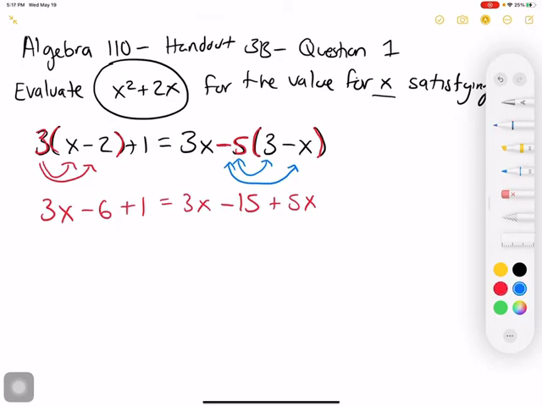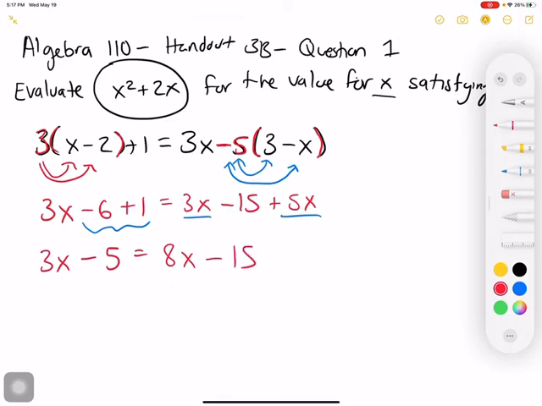On the left side I can combine these two numbers, and on the right side I can combine these two terms that have a letter. So let's start combining on the left side. 3x remains as it is, and then negative 6 plus 1 is negative 5. On the right side, I'm going to combine the letters, 3x plus 5x, which is 8x, minus 15.